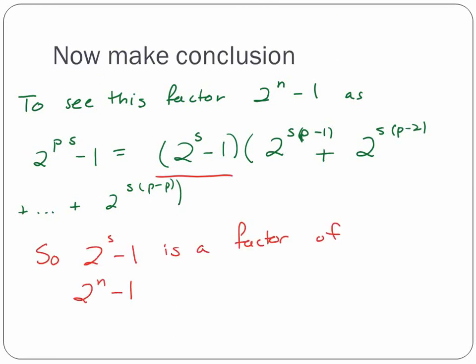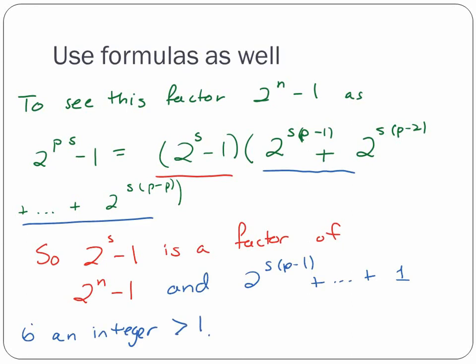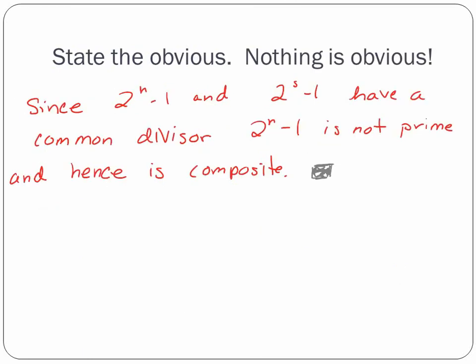Sometimes there's a leap and there's no explanation where that leap came from. So 2 to the s minus 1 is a factor of 2 to the n minus 1. And that's an integer that's bigger than 1. So I've arrived at exactly where I wanted to arrive. I've got something to divide. Once I got some number to divide my original number, it's automatically composite. Since I have a common divisor, then 2 to the n minus 1 is not prime, and hence it's composite.